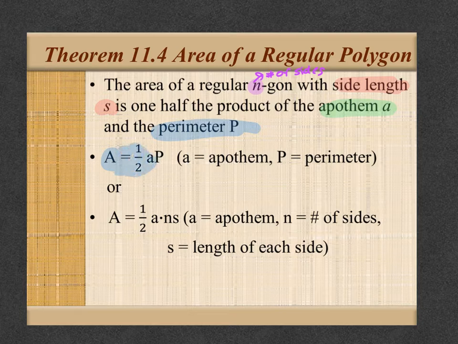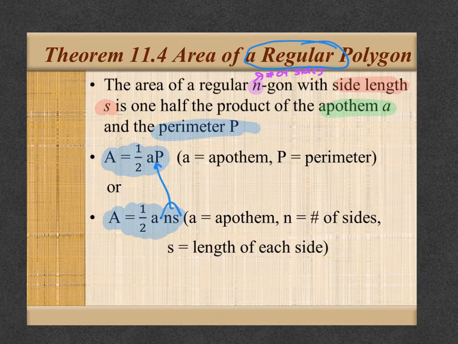One is 1/2 a P, where little a means apothem and big P is perimeter, or 1/2 a n S. So if I already have the perimeter, I just multiply it times the apothem and then divide by 2, or multiply by half. If I don't have the perimeter, then I can just do 1/2 a n S, because n times S is the perimeter. Now notice this is for regular polygons. This only works for regular polygons because it divides them into all those different congruent parts.